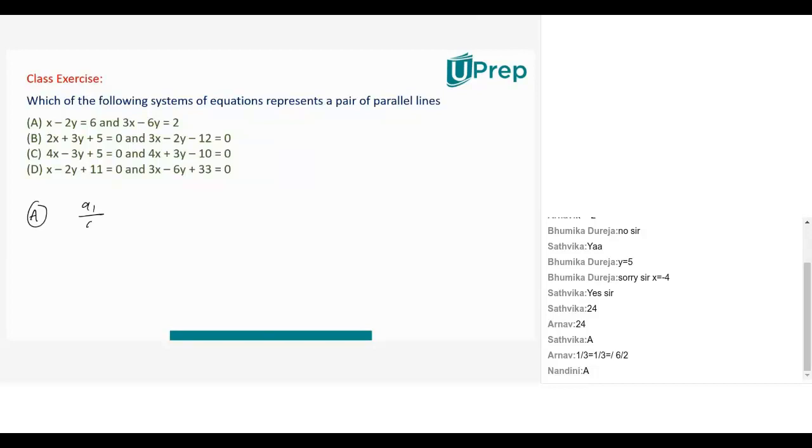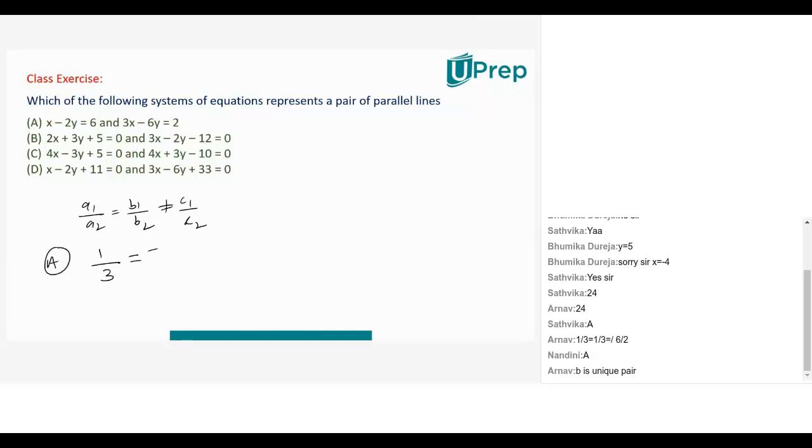Let's check first option, A option. What is A1? X coefficient, 1. What is A2? X coefficient in the second equation, 3. What is B1? Y coefficient in the first equation, -2. The second equation, it is -6. Now what is C1? Is it satisfying that condition? We need to check now. C1 is 6, C2 is 2.